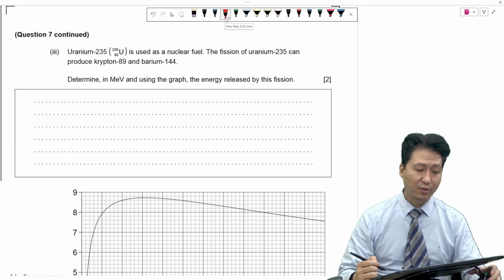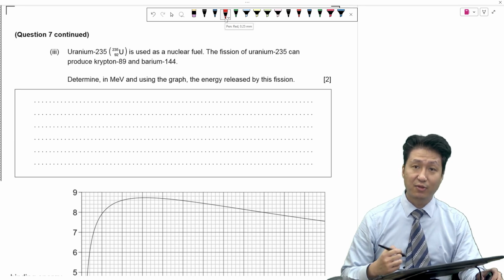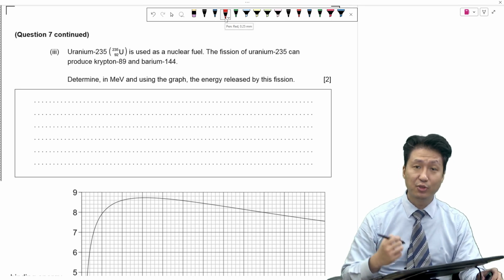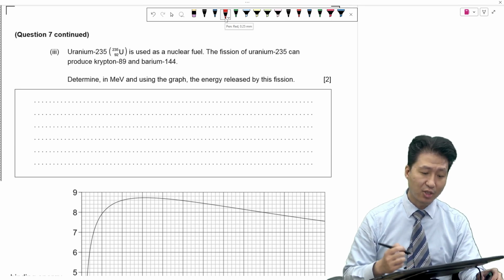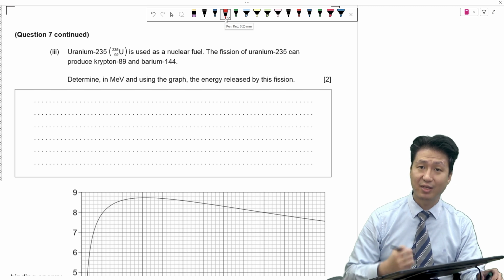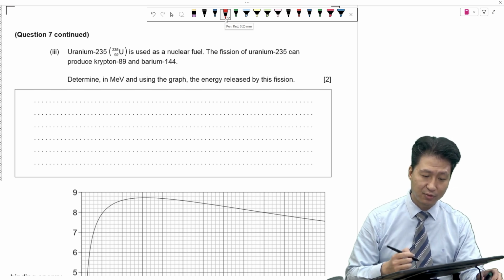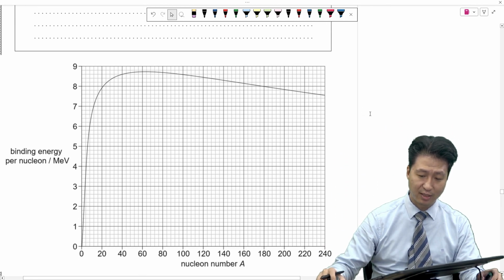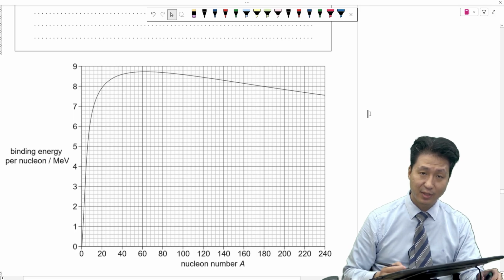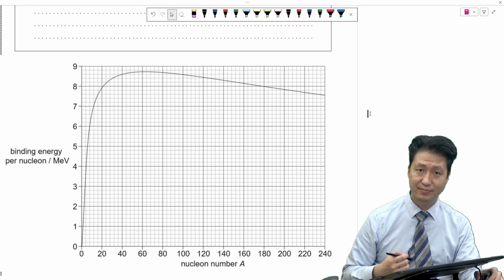In the following question, in part 3, uranium-235 is used as a nuclear fuel. The fission of uranium-235 can produce krypton-89 and barium-144. Determine in megaelectron volts and using the graph the energy released by this fission. So first, we'll look at the graph, and I copied it below so we can use it more easily.